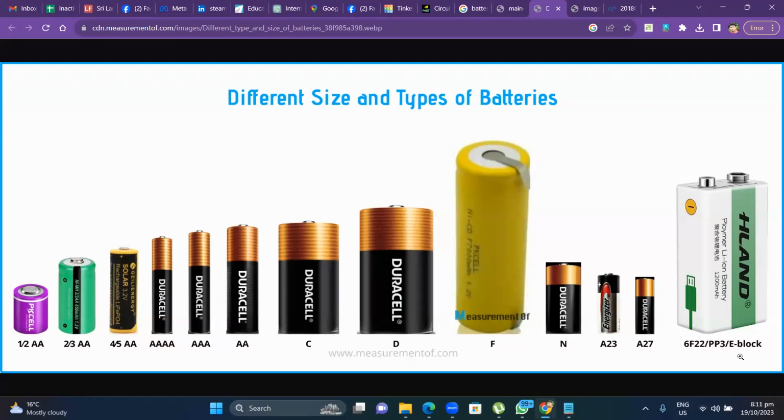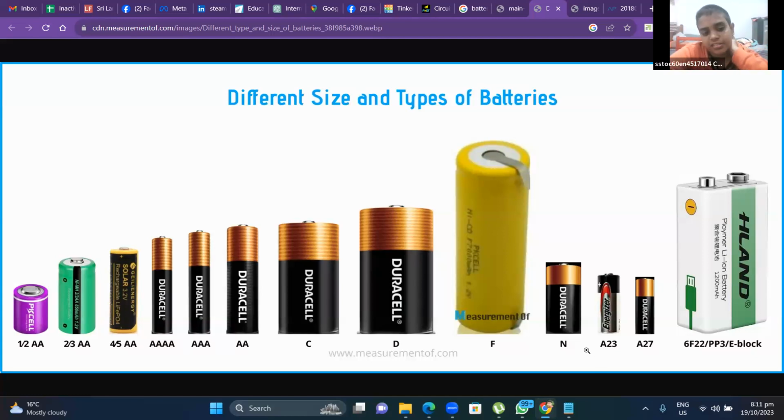And here see PP3 or E block or 6F22, different names. But this is basically, mostly this is 9 volt, but then can be some other measurements. You can see the C type battery and D type battery, F type battery, and N type battery.